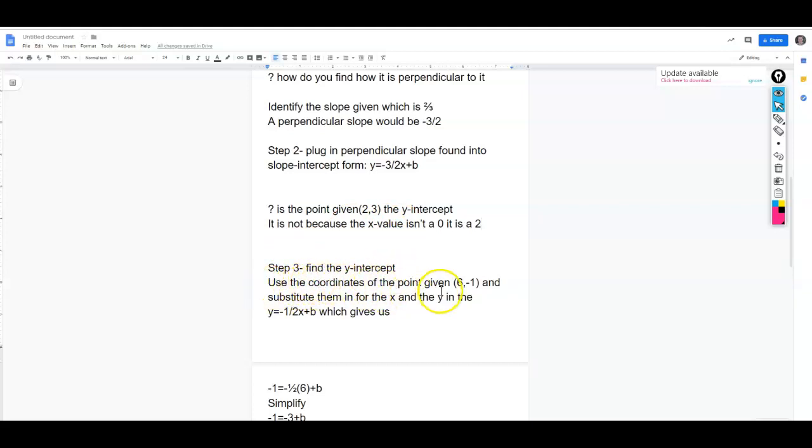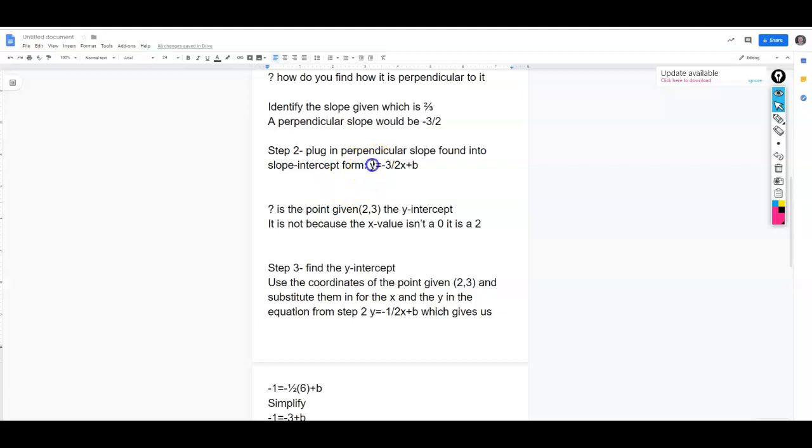So then the next step is to find the y-intercept. We're going to use the coordinates of the point given, and in this question it's (2, 3), and substitute them in for the x and the y in the equation from step 2.